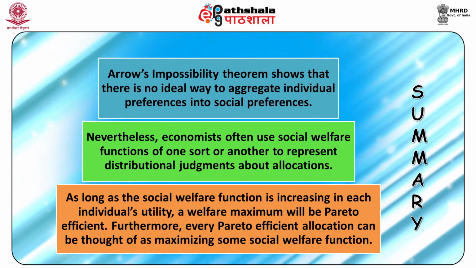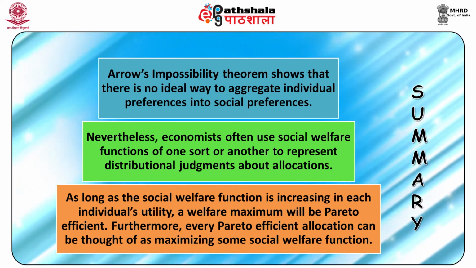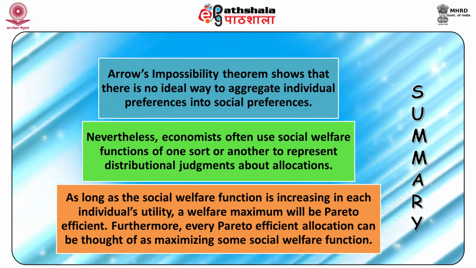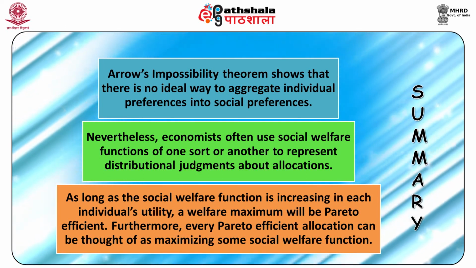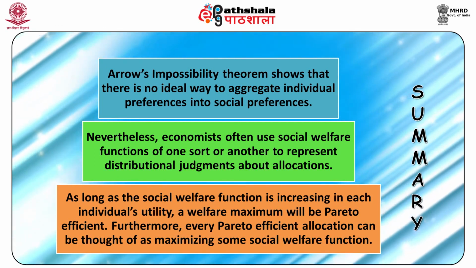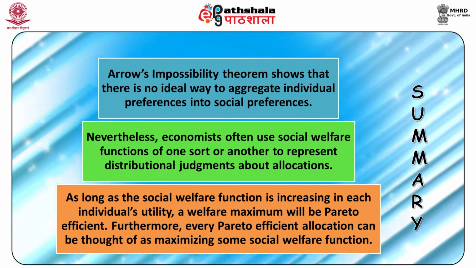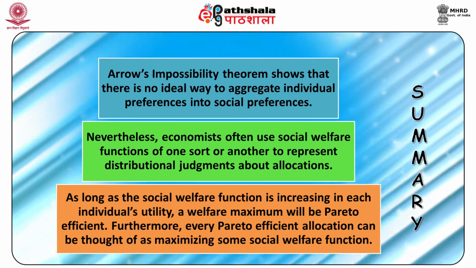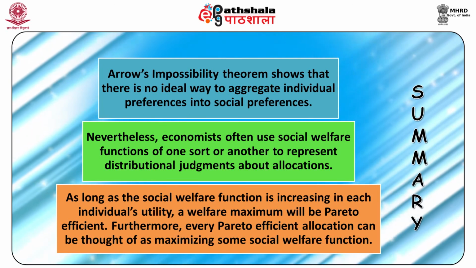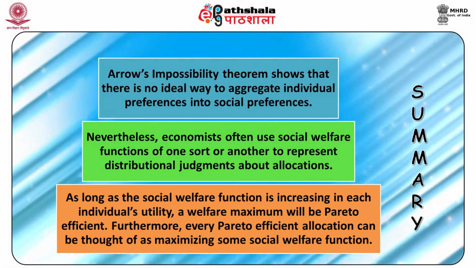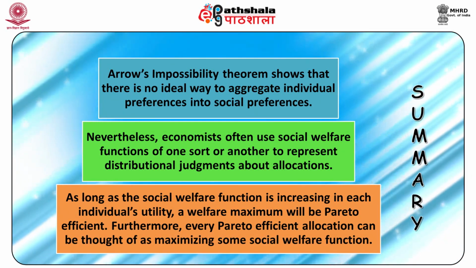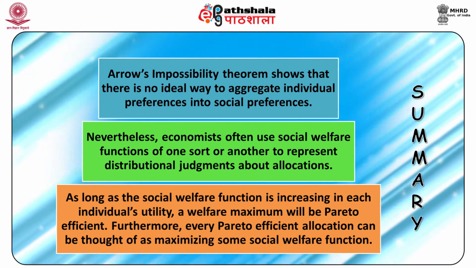5. Nevertheless, economists often use social welfare functions of one sort or another to represent distributional judgments about allocations. And 6. As long as the social welfare function is increasing in each individual's utility, a welfare maximum will be Pareto efficient. Furthermore, every Pareto efficient allocation can be thought of as maximizing some social welfare function.